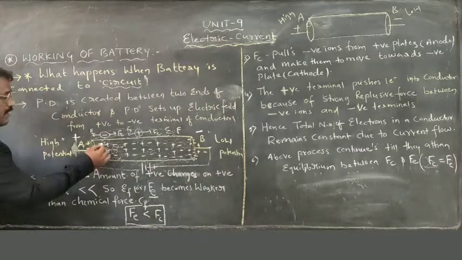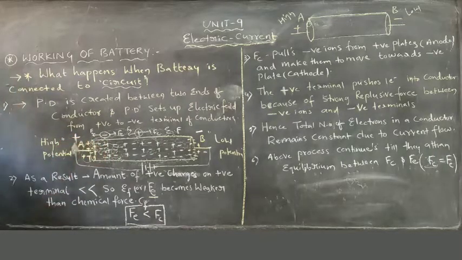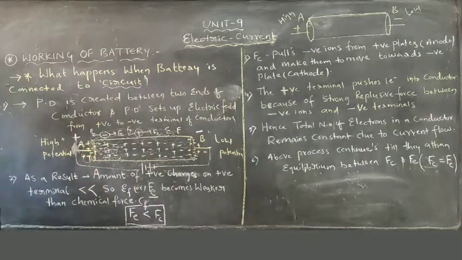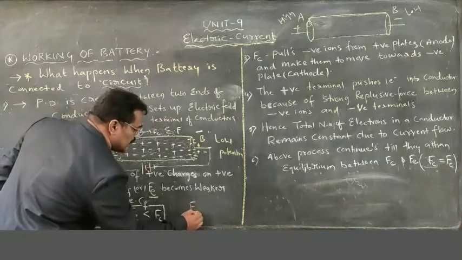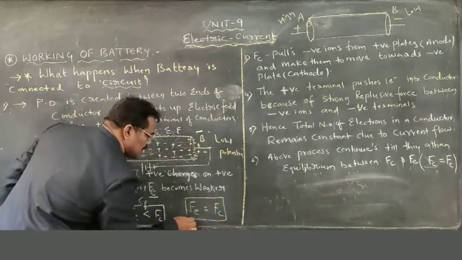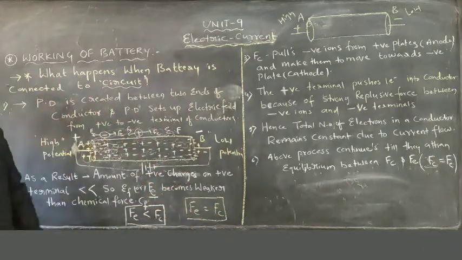Why is it becoming weaker as the negative ions are attracted towards the positive plate? So what happens as it becomes weaker? For the battery to exist, what condition must hold? The electric force must be equal to Fc. It has to maintain this condition. Only if it maintains this condition does the battery work.